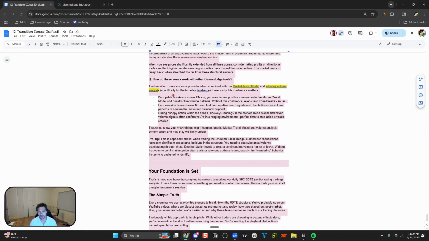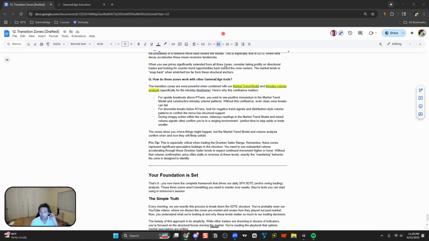For upside breakouts above the zone, we also want to see positive momentum in the market trend model and constructive intraday volume patterns. Without this confluence of momentum, even clean zone breakouts can fail.